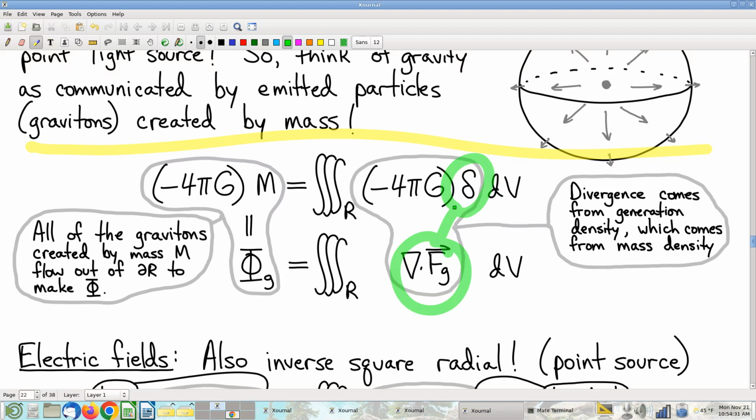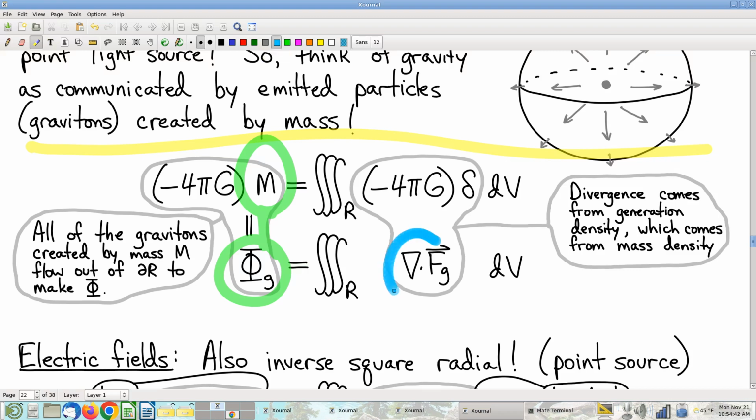I think that rolls off the tongue pretty nicely. Does that make sense to everybody? I'll say it again. That's a good one. Flux comes from mass. So flux density comes from mass density.